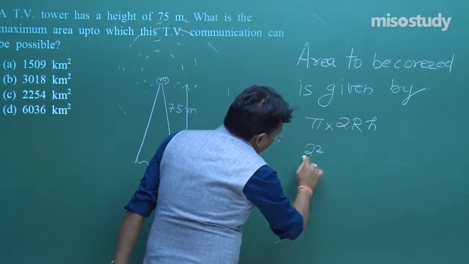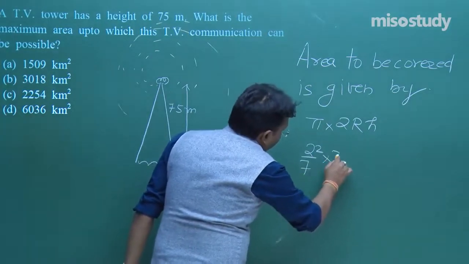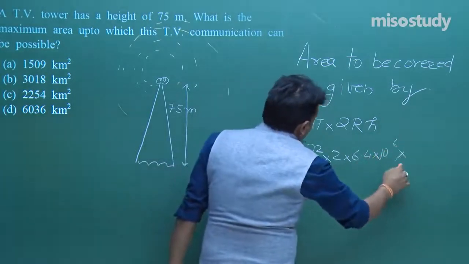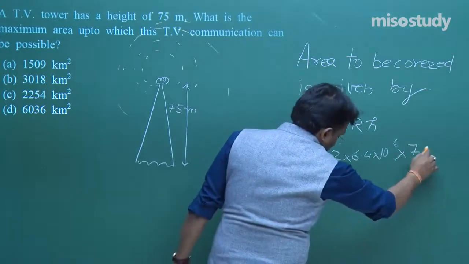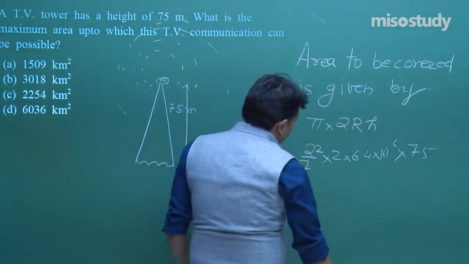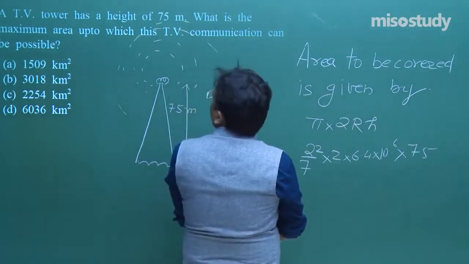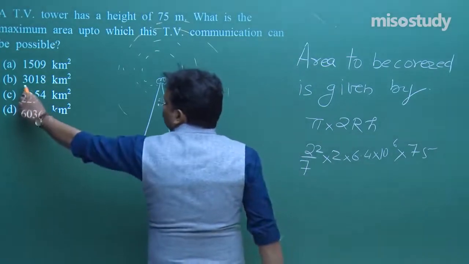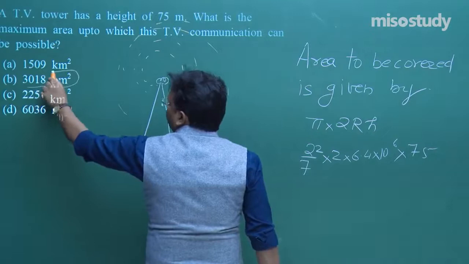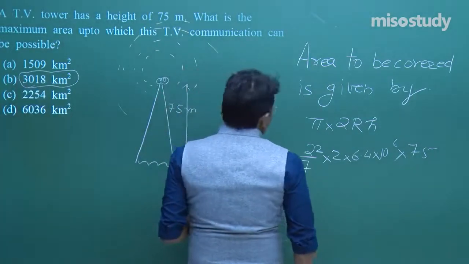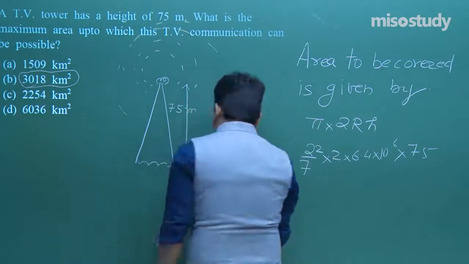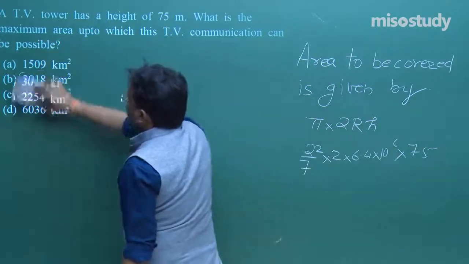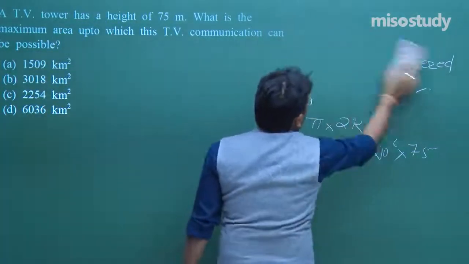So directly I am putting the values: 22 upon 7 into 2 into 6.4 into 10 to the power 6 into height, which is 75 meters. If you solve it, you can easily say that 3018 is the correct answer. As such nothing is difficult over here, you simply have to use a very simple basic result, and by just one step calculation you can get the values.